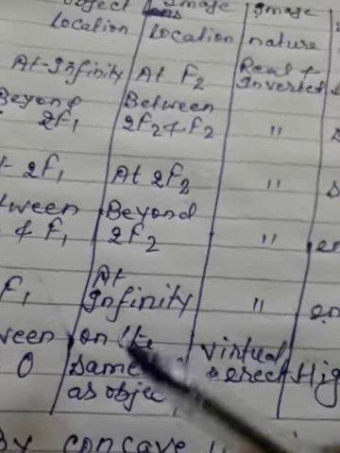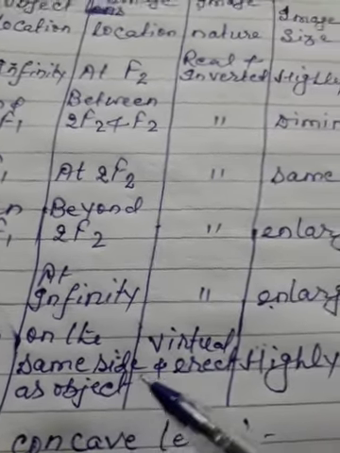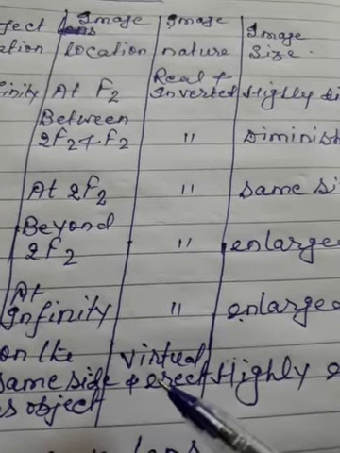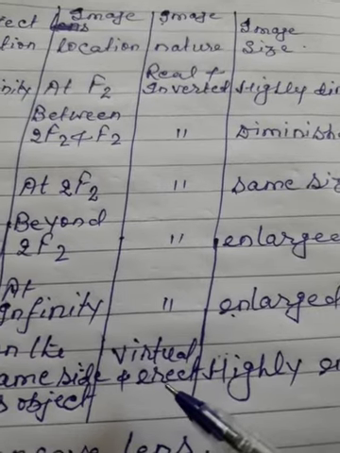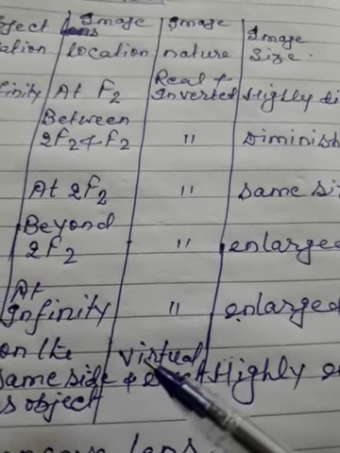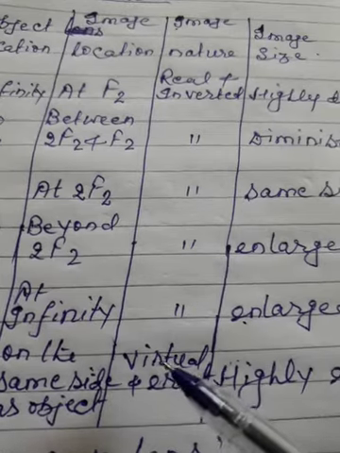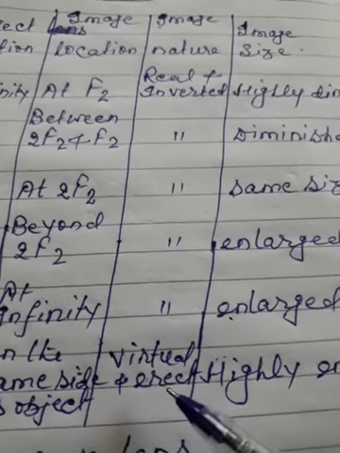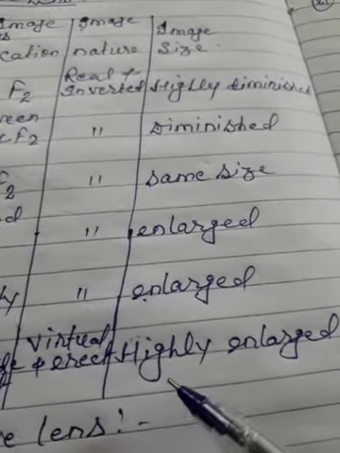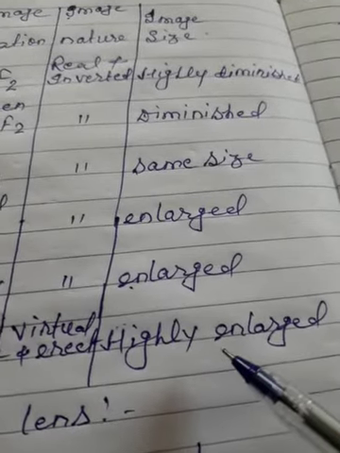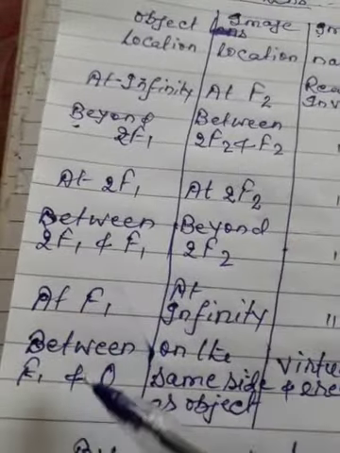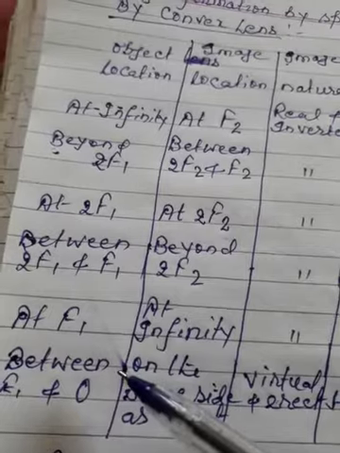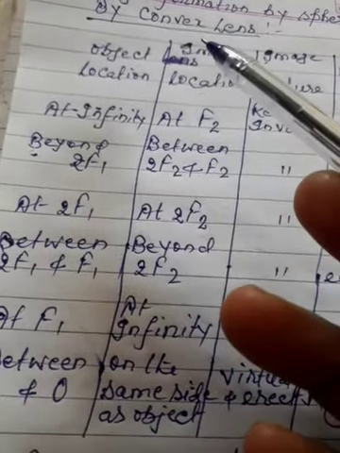So the image will be formed there, and in this case the nature of the image will be virtual and erect. When it is forming on the same side as the object, the nature will be virtual and erect, and the size will be highly enlarged, a very large image will be formed. So these are the cases of the formation of the image by the convex lens.